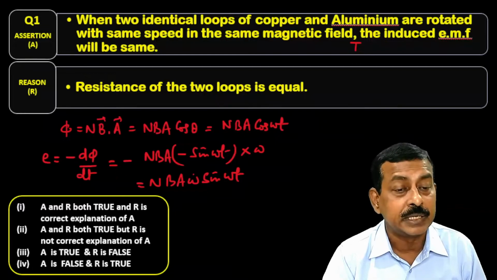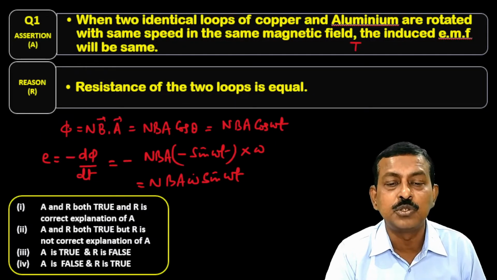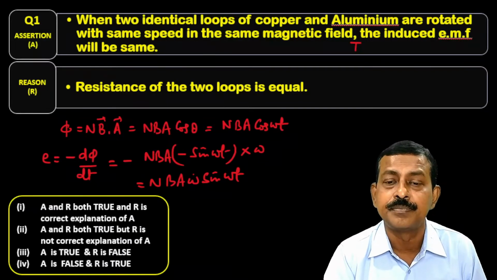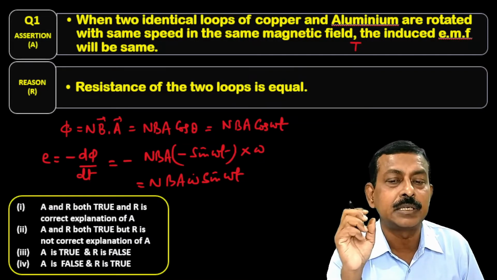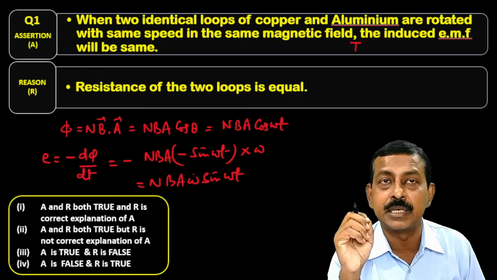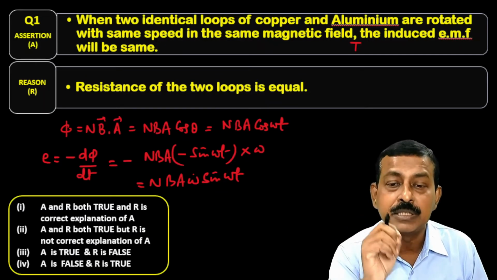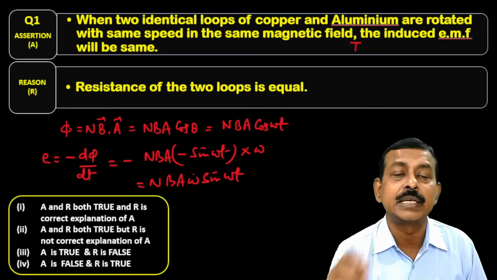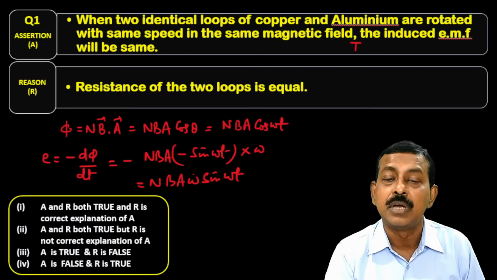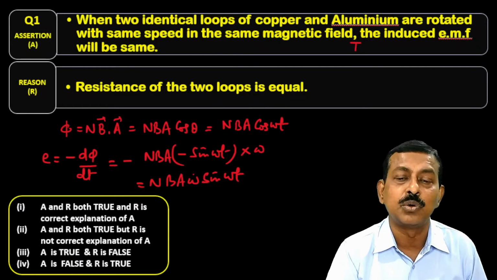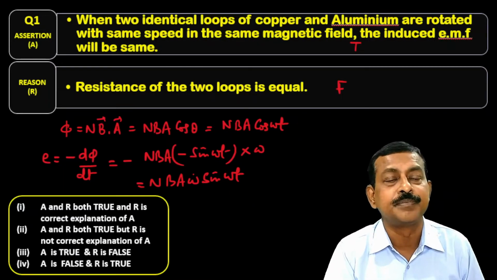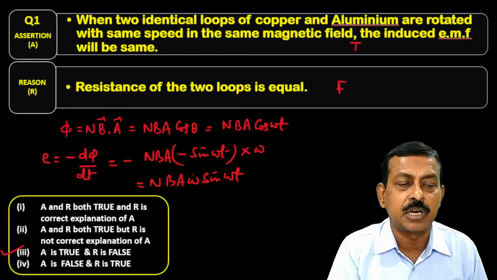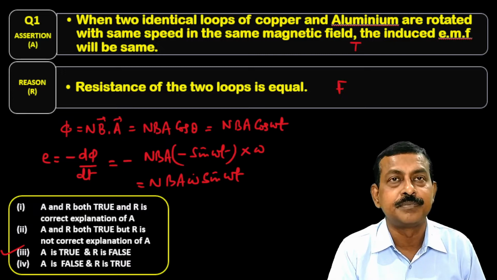And now let's take the reason. Resistance of the two loops is equal. Now this is not correct, because even if you have the identical copper and aluminium coils there, but since they have the different specific resistance, in that case their resistances will be different there. So in that case this is false. So assertion is true, reason is false, that means the third option is the correct one.